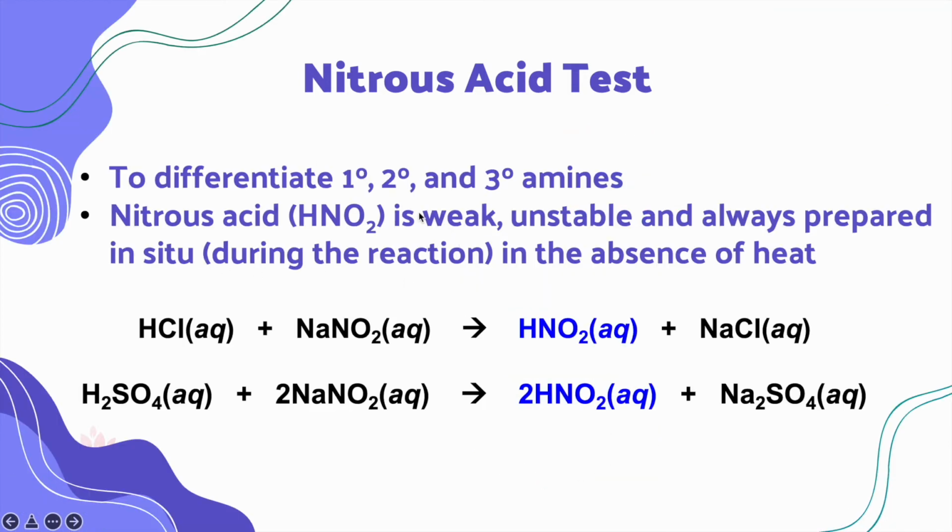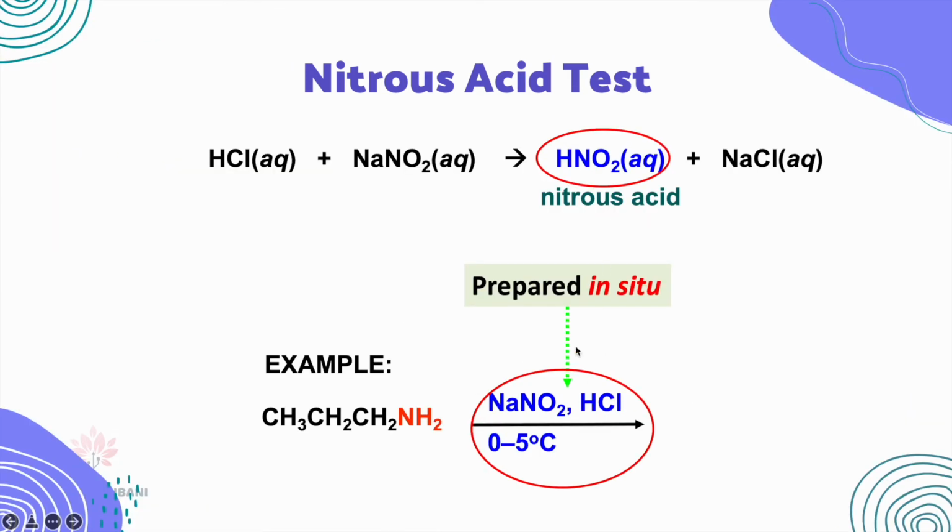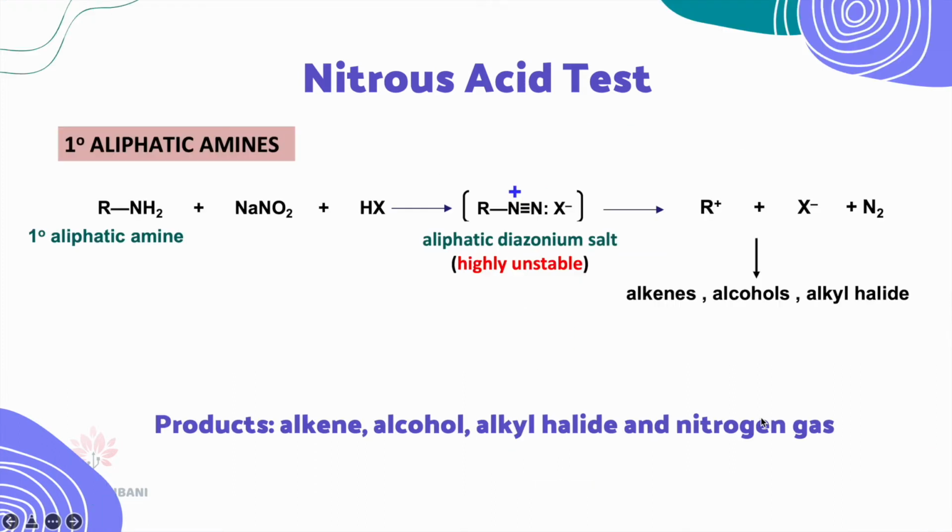Why? Because nitrous acid is weak and unstable. That's why it must be prepared in situ. For aliphatic amines, meaning amine with one R group only, if it undergoes the nitrous acid test, it reacts with NaNO2, HCl, where X can be Cl, Br. The temperature is 0 to 5 degrees Celsius.